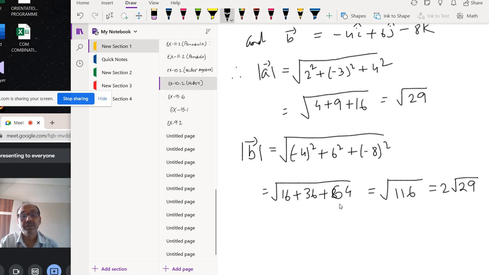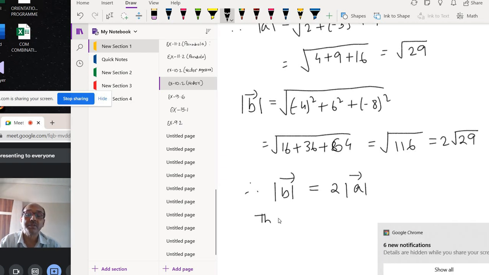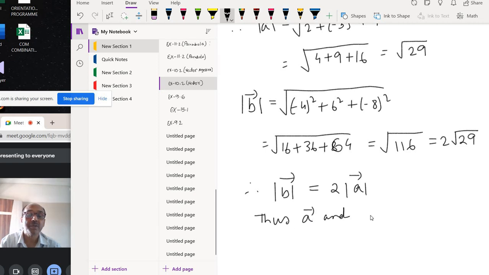Okay, therefore magnitude of B equal to 2 into magnitude of A. Root 29 is magnitude of A. Okay, thus vector A and vector B are collinear. Okay.